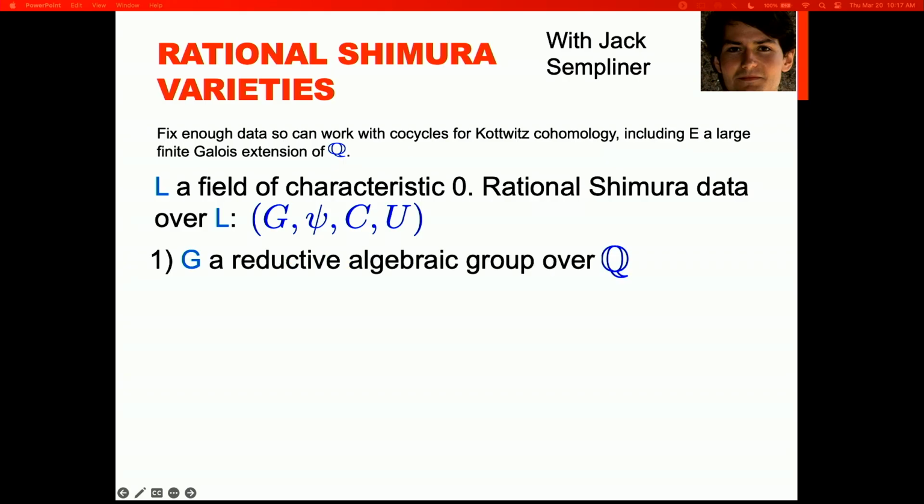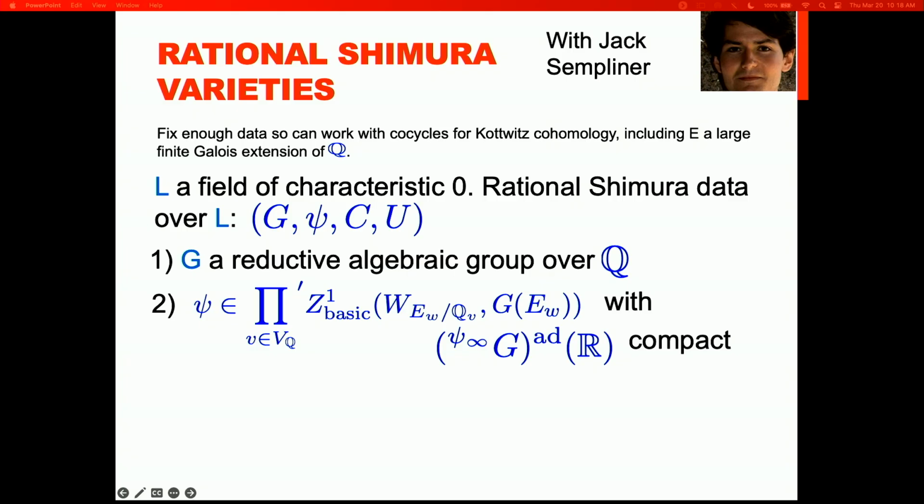So again, G should be a reductive algebraic group over the rational numbers. It's less of a central role here. It turns out, as I'll say briefly in a minute, that it's really just a placeholder for a set of, well, at least if the center of G is connected, a set of inner forms. So we're not really choosing G, but G in all its inner forms.